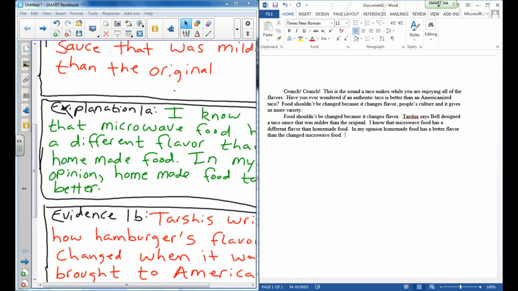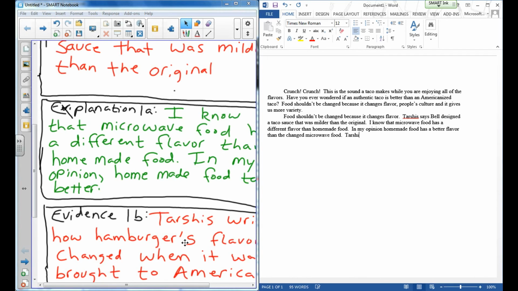It's okay to add more, take things away when you're writing. Remember, writing is an evolving process where each time you write, you're trying to improve it. So I feel like this sentence improved that a little bit, and when I proofread it, I might change it again. Okay, the next thing I'm going to do is move down to evidence 1B.